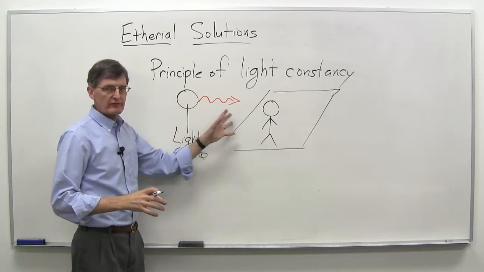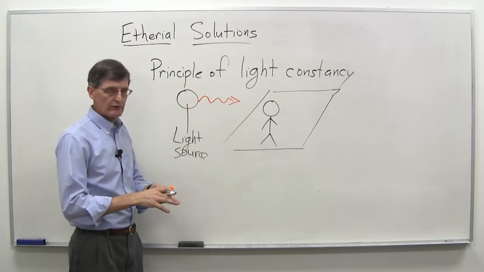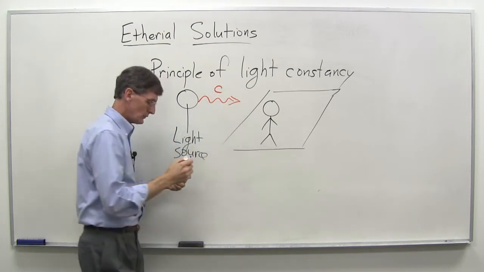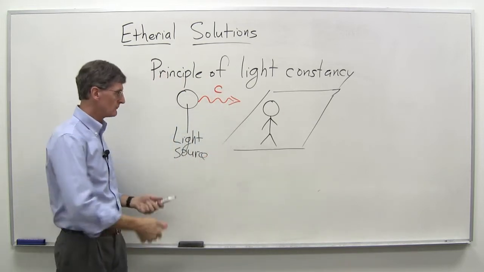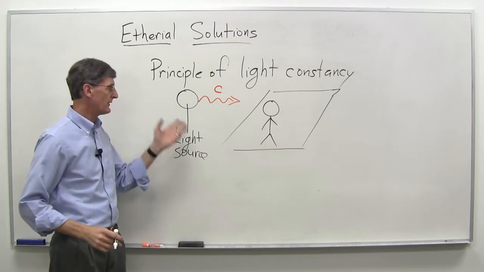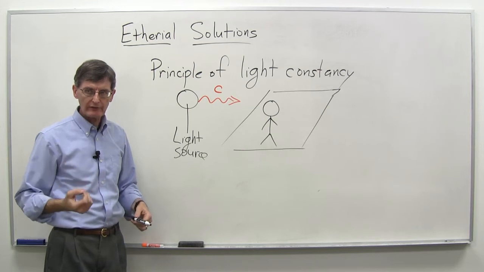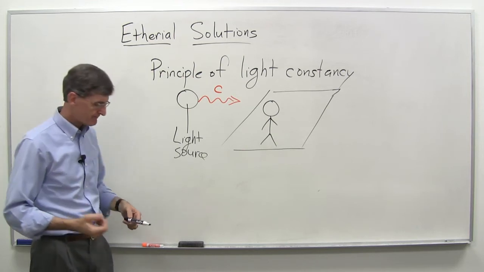So if everything is stationary here, Alice will just measure this as velocity c. Nothing too strange about that. It's just the velocity of light going by, nothing in motion. Okay, so that's our first case.